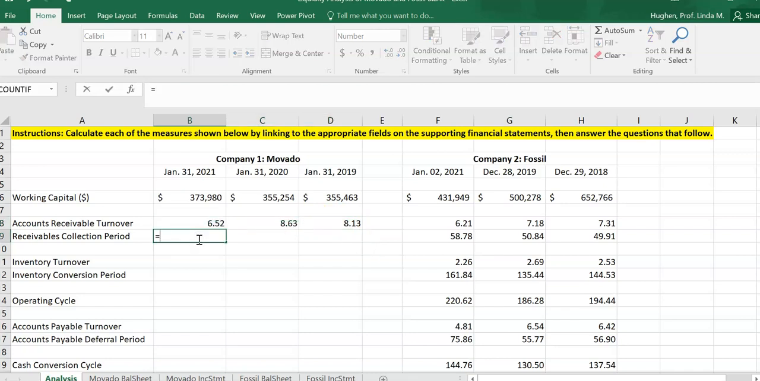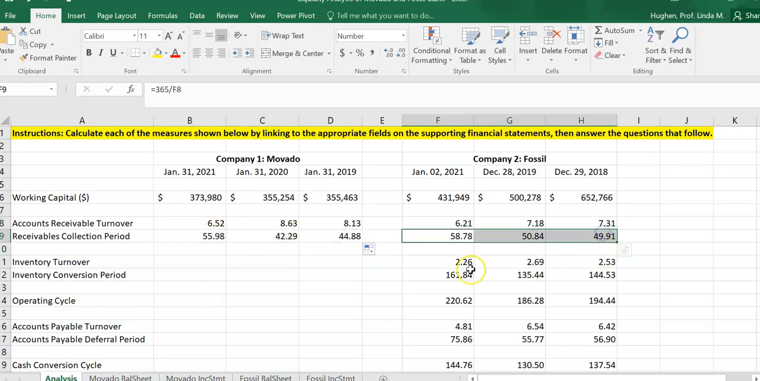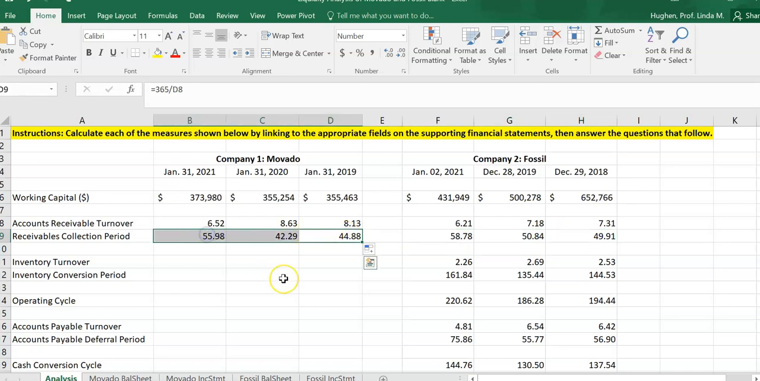To get the receivables collection period, which again is an estimate of the number of days that the company takes to collect on a credit sale, or in this case total sales, since we don't have credit sales, it's just about 56 days, and that is up from about 45 two years prior. How does that compare to Fossil? I see their numbers are pretty similar. Fossil's receivables collection period is going up, and so is Movado's. They are both going up. And inversely, accounts receivable turnover for the two companies is decreasing.